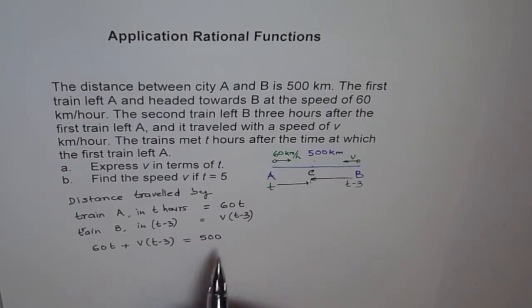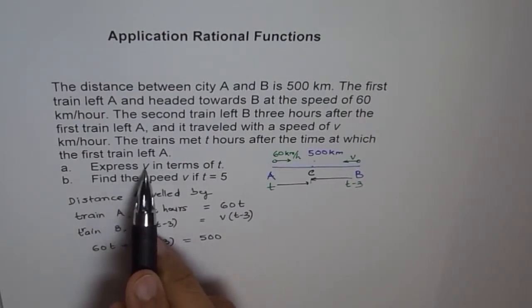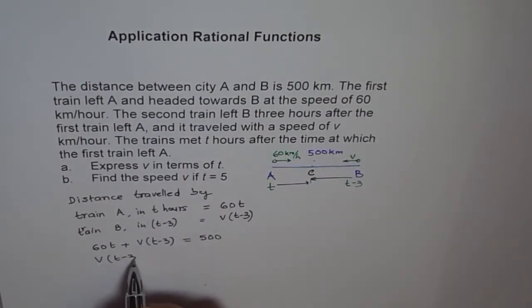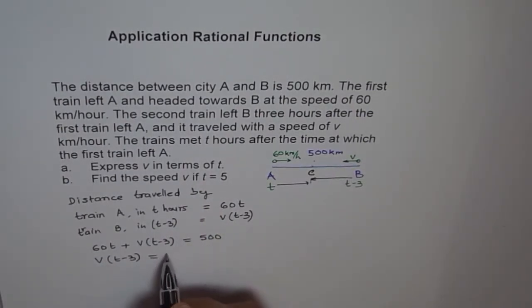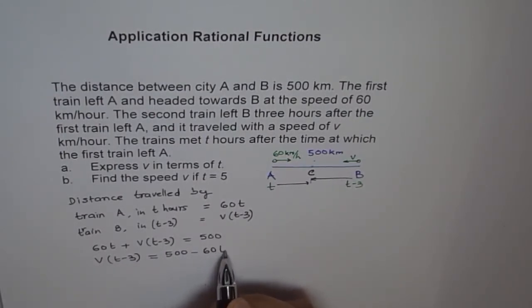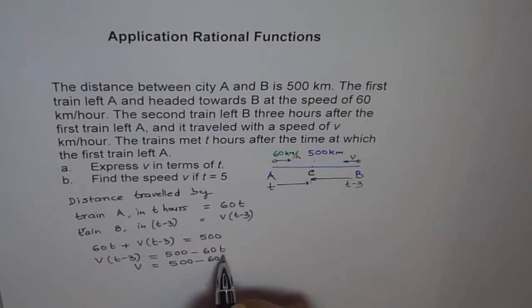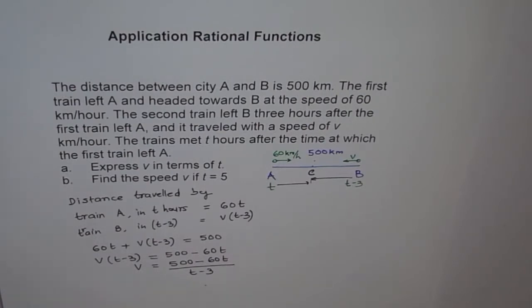Now, from this equation, we can express v in terms of t. Do you get it? Because v times (t minus 3) is equal to 500 minus 60t. And from here, we can say v is equal to (500 minus 60t) divided by (t minus 3), right? Now here we have v in terms of time t. Do you get it? So that's our part A, correct?